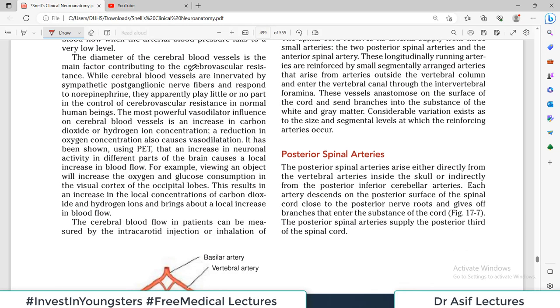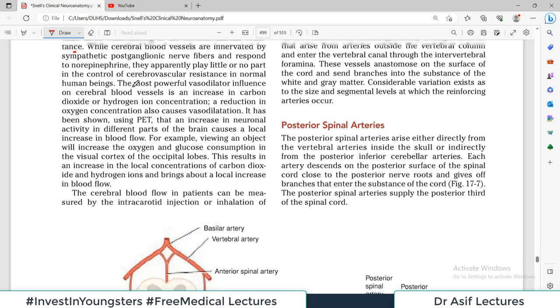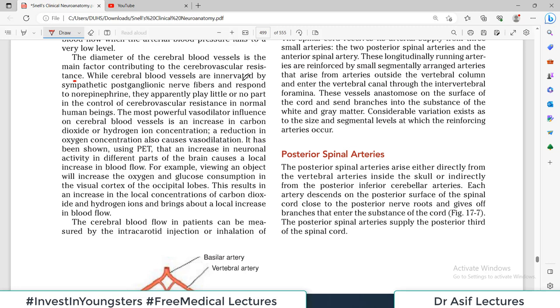Sahi hai? Now the diameter of the cerebral blood vessel is the main factor contributing to the cerebrovascular resistance. While cerebral blood vessels are innervated by sympathetic postganglionic nerve fibers and respond to norepinephrine, they apparently play little or no part in control of the resistance, because the major players jo hain wo carbon dioxide hain, oxygen levels hain. Ye cheeze control karti hain ke cerebral jo vascular resistance hai wo zyada hogi ya kam hogi. The most powerful vasodilator influence on cerebral blood vessels is an increase in the carbon dioxide or hydrogen ion concentration, or a reduction in oxygen concentration. All these sari cheeze, it makes sense.